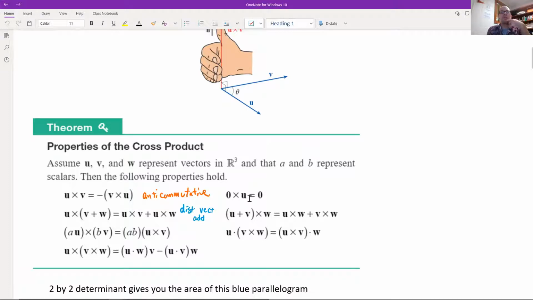Taking the cross product between the zero vector and any vector is going to be zero, because the zero vector is not really pointing in any direction. It's just there. So there's not really much to go off of. Here we've got the distributive property again over vector addition. It's just that this time the vector addition comes first. So, okay, great.